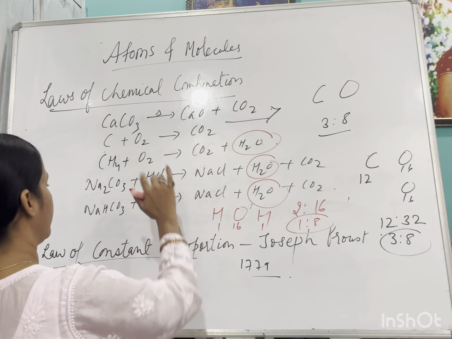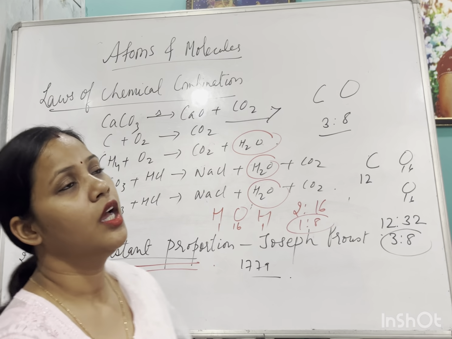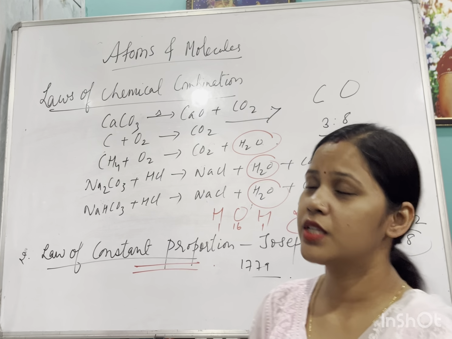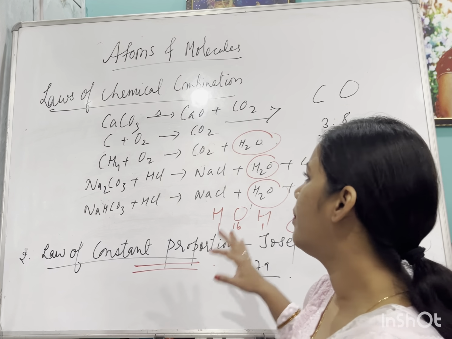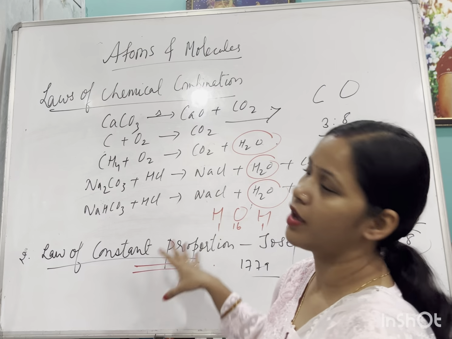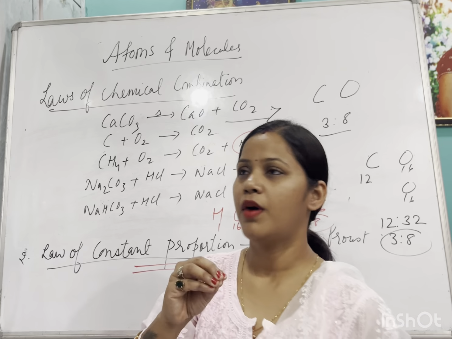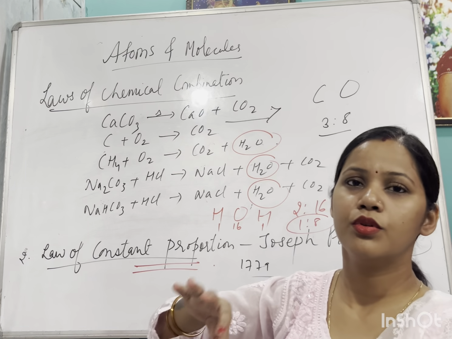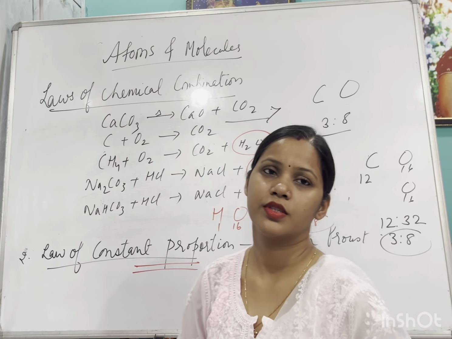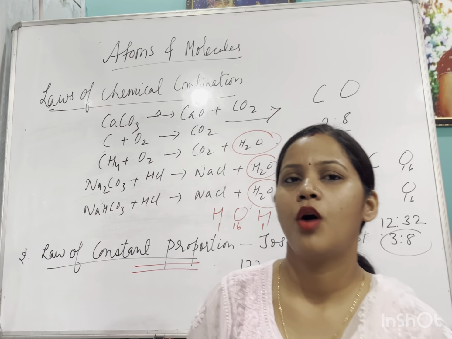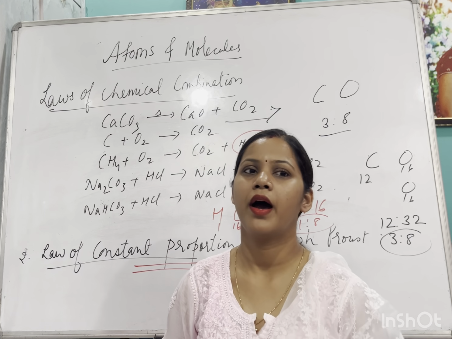So this is what is known as the law of constant proportion. Whenever a compound is formed, it will always have the same elements present in a fixed proportion by mass. These are the 2 laws of chemical combination. The first law says that the total mass of the reactants always remains equal to the total mass of the products during a chemical reaction. And the law of constant proportion says that whenever a chemical compound is formed, it will always have the same elements present in it in a fixed proportion by mass.